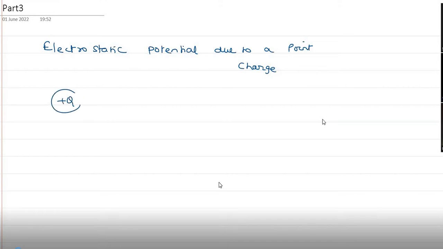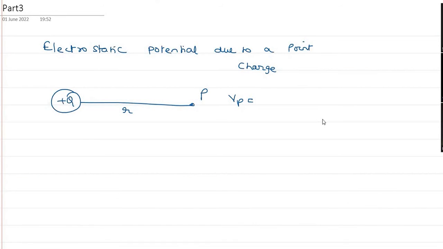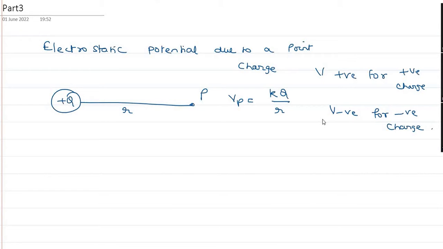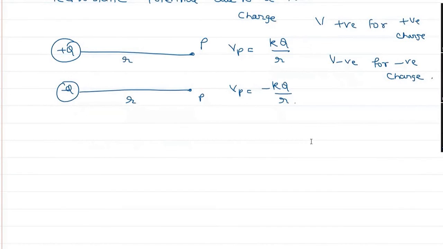So if this is the source charge Q at point P, at a distance r, what will be the electrostatic potential at point P? It is KQ by r. Potential is positive for positive charges and negative for negative charges, right? So if it is a negative Q, then potential at the point P will be what? Vp will be equal to minus KQ by r. It is a scalar quantity, only with the sign we need to consider.